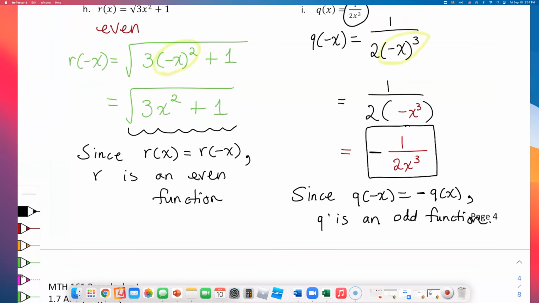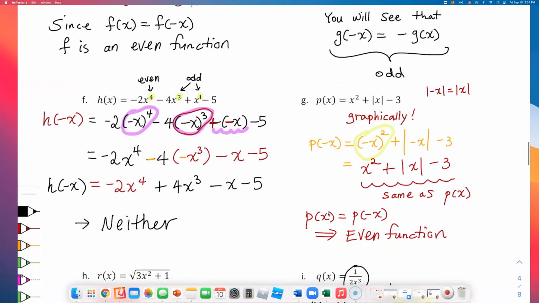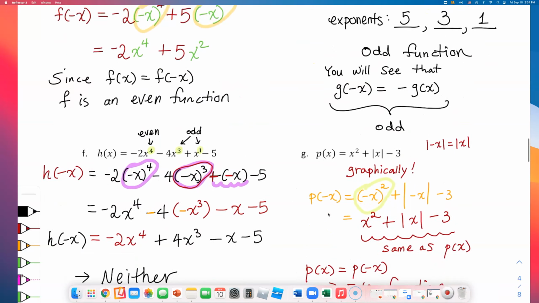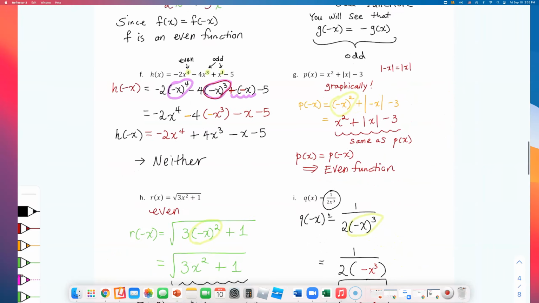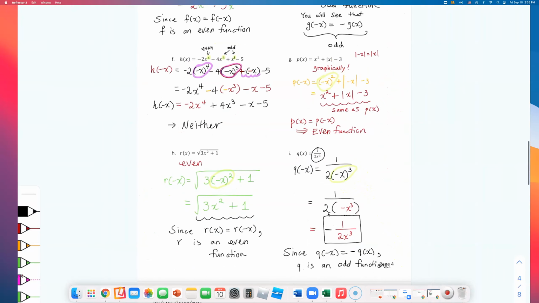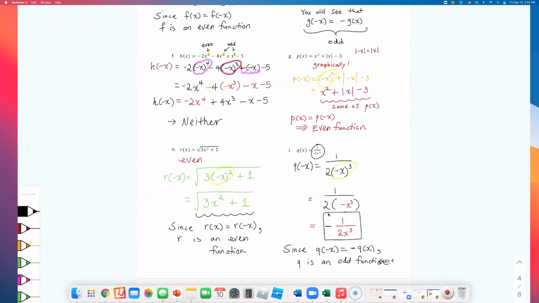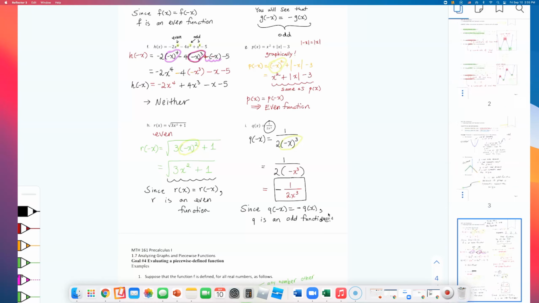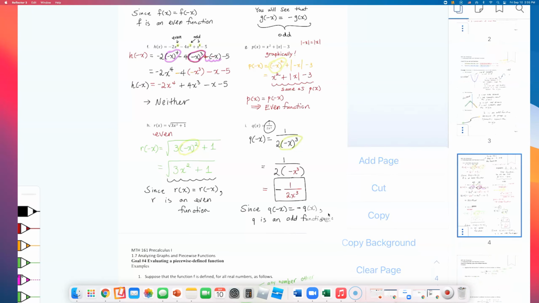For many of these polynomial functions, that exponent rule will work just fine. But there are some other tricky ones that I want you to practice on your homework this week. And sometimes the only option is graphing it or plugging in negative x to see if it comes out to be the same or the opposite.